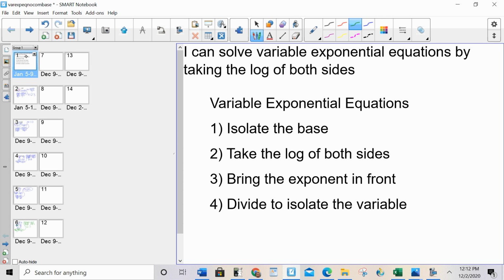Then we take the log of both sides, because when we do that, we bring the exponent in front, and then we divide away to isolate the variable that I'm trying to solve for.